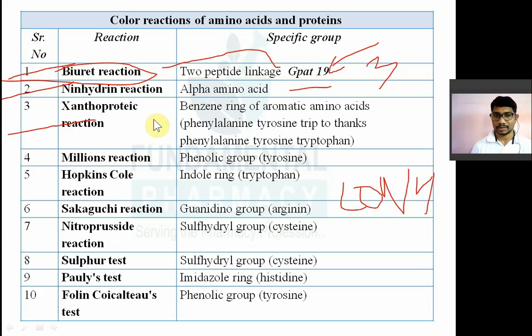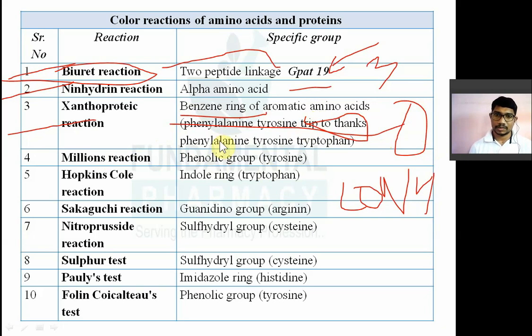Now next one is known as Millon's reagent. So this test is given positive by tyrosine only, क्योंकि tyrosine में hydroxyl group होता है, phenolic hydroxyl group. So that is present in the tyrosine. So it is a specific identification test for tyrosine, Millon's reagent.